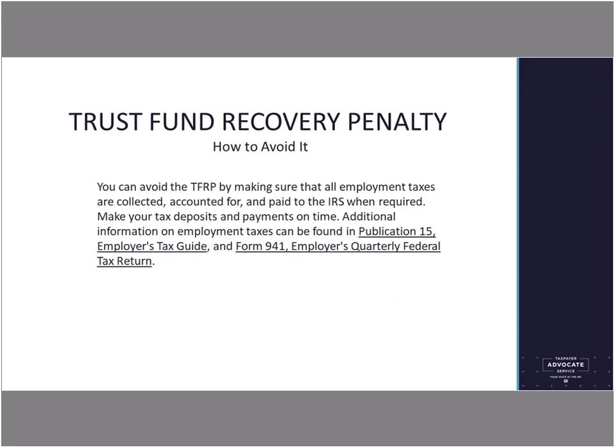How to avoid it? You can avoid the trust fund recovery penalty by making sure that all employment taxes are collected, accounted for, and paid to the IRS when required. Make your tax deposits and payments on time. Again, additional information on employment taxes can be found in a couple of publications, Publication 15, the Employer Tax Guide, and Form 941, the Employer's Quarterly Federal Tax Return.